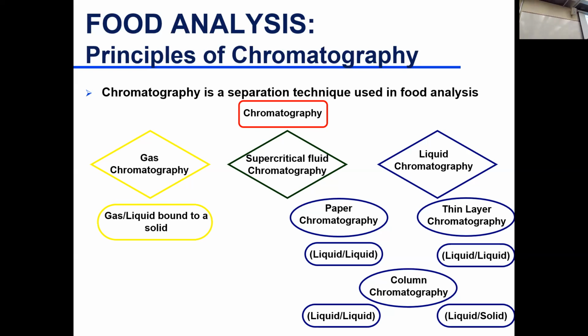Okay, so in paper and thin layer chromatography, it's always partition. Always, always. You have a liquid mobile phase and a liquid stationary phase. So if you have a paper, it will be impregnated with water, for example. If you have thin layer chromatography, you have silica impregnated with water. That's most of the time. So water will be your stationary phase that is held by the paper or the silica. So always the mobile phase is liquid and the stationary phase is liquid in planar chromatography.